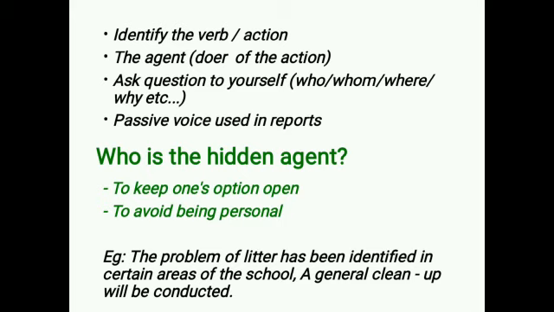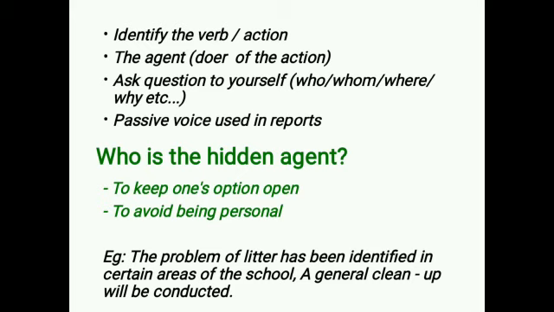You should know how to identify the verb or action in a sentence and should be able to find the agent, the doer of the action, even when it is hidden. For example, the problem will be solved. Ask this question to yourself: but by whom? The passive voice is not always to be encouraged as it is indirect and can be long-winded. However, it can be useful in reports for making general statements and avoiding being personal.